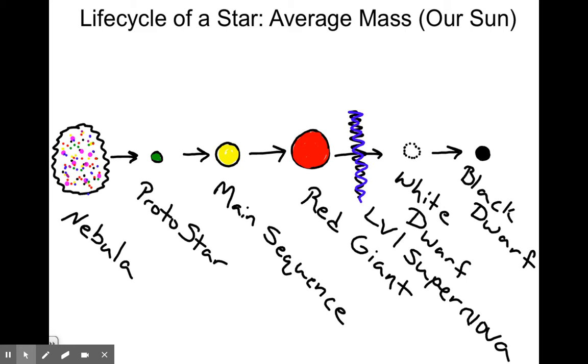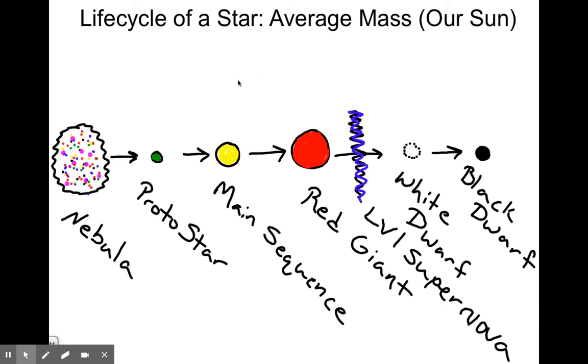We're going to talk about Astronomy Notes Part 3, and we're talking about the life cycles of stars. So we're going to start with our sun because that's the one that we worry about the most, and we consider our sun to be an average mass star.